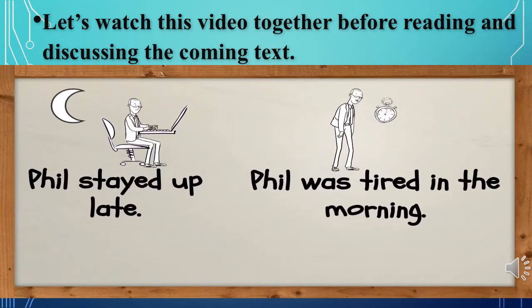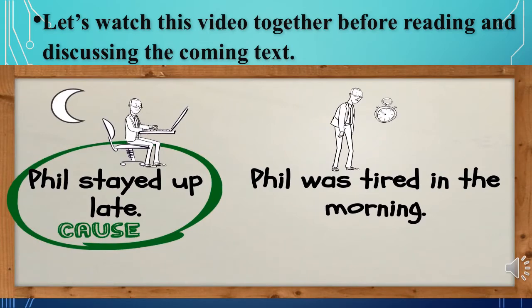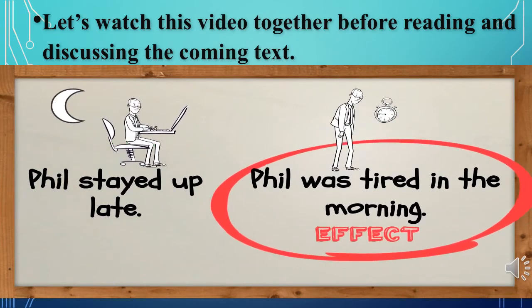Here's another example. Phil stayed up late. Phil was tired in the morning. Let's start by looking for the cause, which happens first and tells why. That's right, Phil staying up late. Which happens after the cause and tells us what happened? That's right, Phil was tired in the morning. This is the effect.